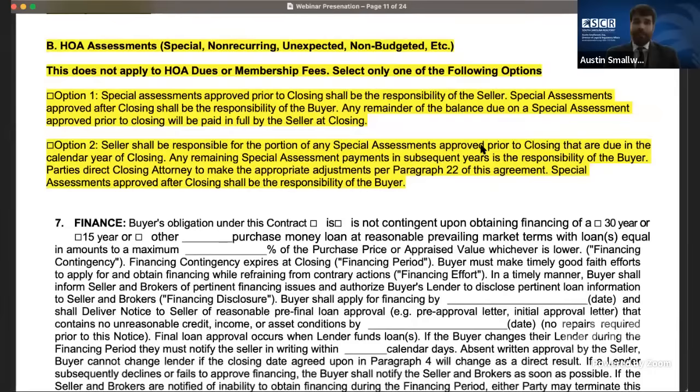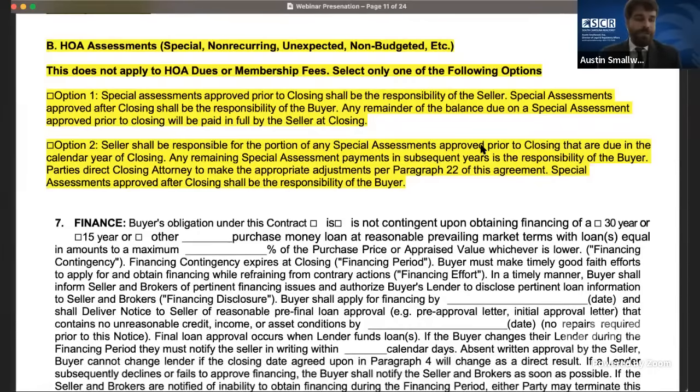Any special assessment approved prior to closing is the responsibility of the seller. Any special assessment approved after closing is the responsibility of the buyer. Any remainder on a balance due on a special assessment approved prior to closing will be paid by the seller at closing. So essentially, whoever is owning the property at the time is going to be responsible for the special assessment, because presumably they voted for it. They voted for the board who put it in place. They have the most knowledge about it. So that's your first option. That is currently what we have here. Again, this does not apply to HOA dues, membership fees. This is actual assessments, special assessments, non-recurring, unexpected, etc.